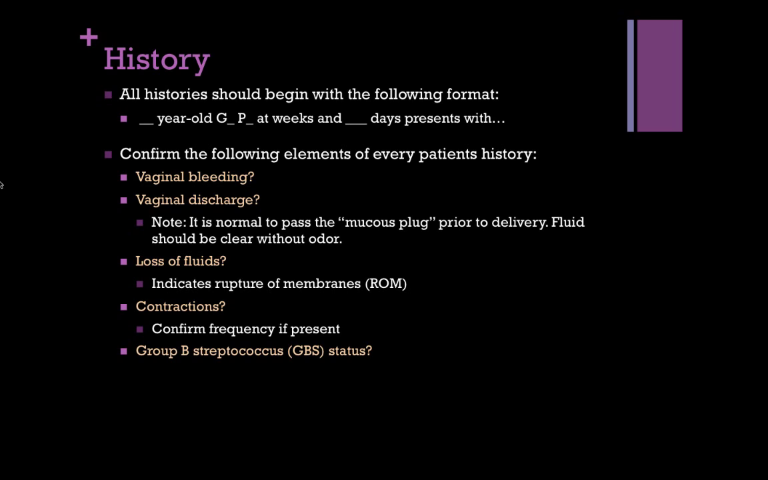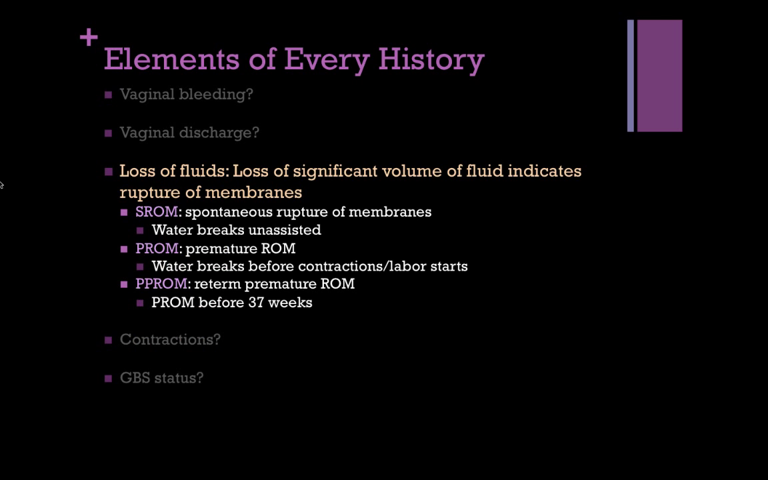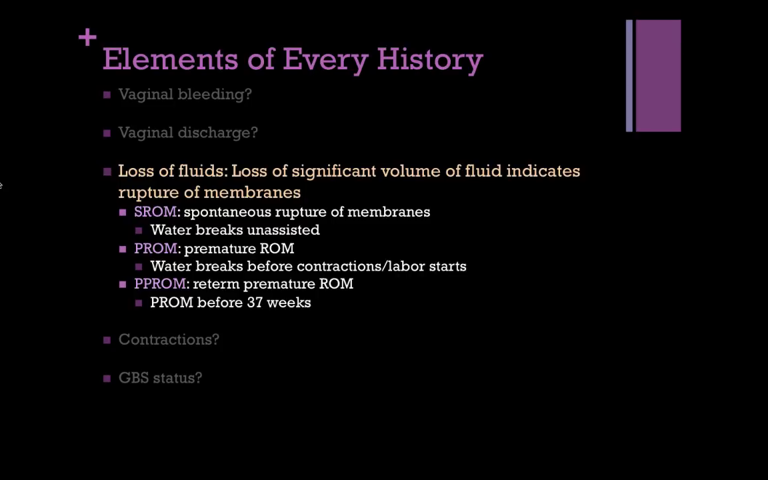And then loss of fluids is termed rupture of membranes, and this is when the amniotic sac ruptures, and so there's different terminologies for when this occurs. So many women will present to the OBER without actually having a rupture of membranes. But if their rupture of membranes happens spontaneously, it breaks unassisted, that's called SROM, spontaneous rupture of membranes. If you have a premature rupture of membranes, this means that the water broke before contractions or labor actually started. So normally you would have contractions start, and then contractions would break the bag of water, and then progression of labor. But if the bag of water breaks first, then this is called PROM.